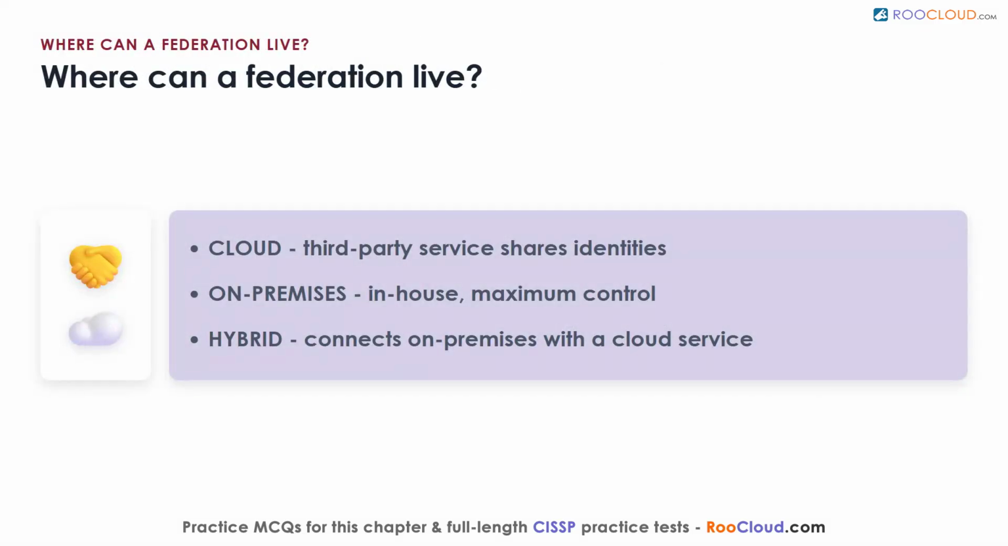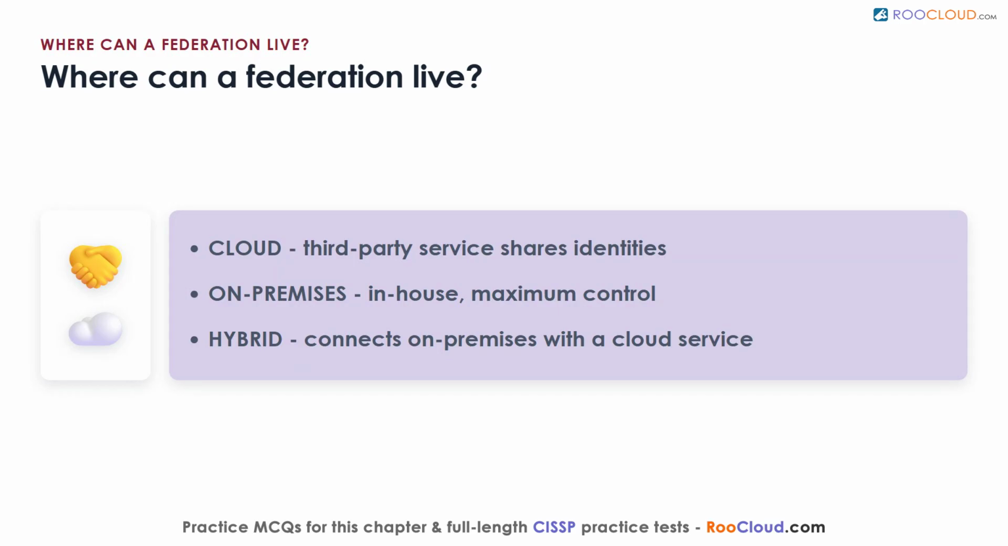Where can a federated identity system actually live? It can run on-premises, in the cloud, or as a hybrid of both. A cloud-based federation uses a third-party service to share identities, which is common when a company sends staff to an external training site and coordinates the federated access.